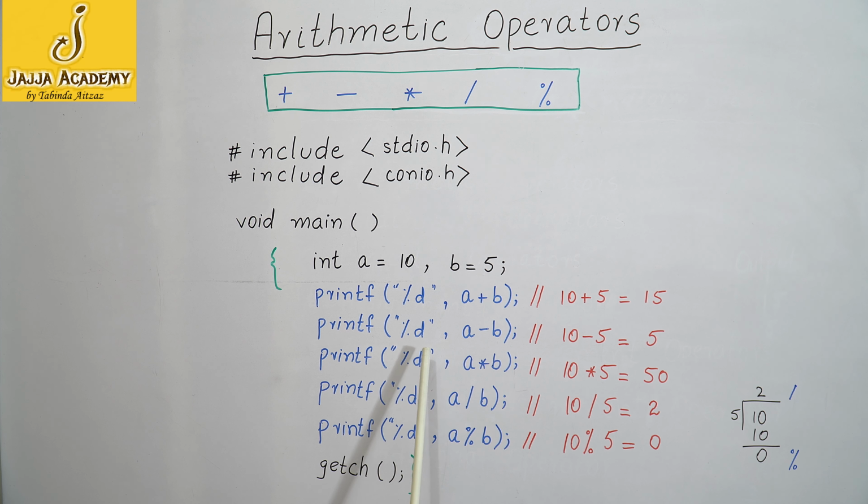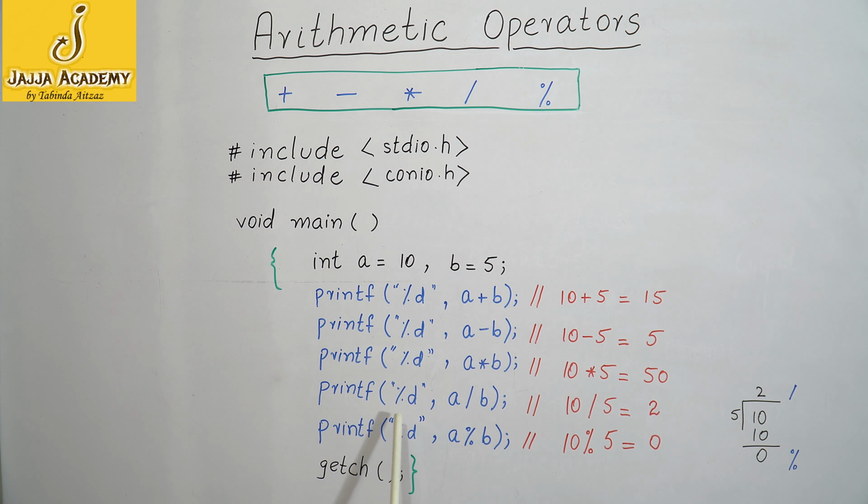Next is printf %d A minus B, which means 10 minus 5 is equal to 5. So this line will print 5. Next line is printf %d A multiplied by B. So the value of A, which is 10, is multiplied by the value of B, which is 5. 10 multiplied by 5 is equal to 50. So this statement will print 50 on the output screen.